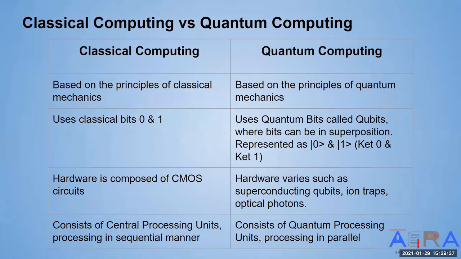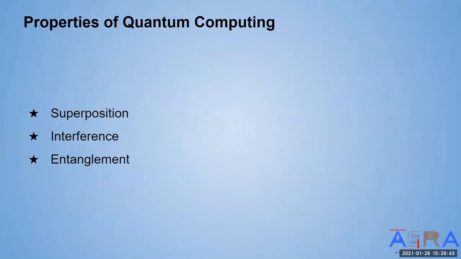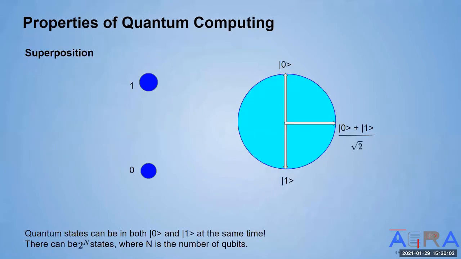So what I call a quantum computer is a specialized GPU with three properties: superposition, interference, and entanglement. So it's like a GPU, but with some special properties, and that makes it a quantum computer. Let us see these properties. So, superposition. What is superposition?